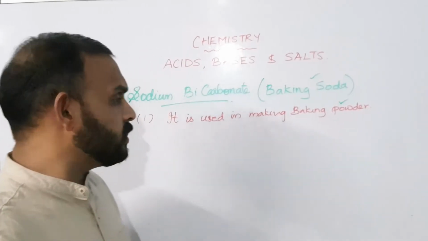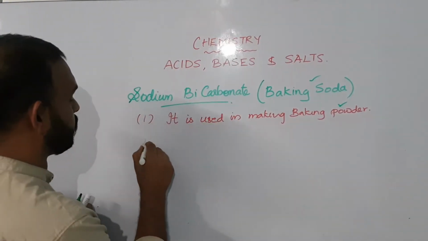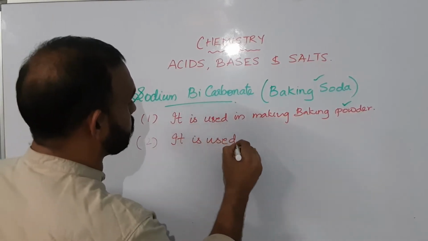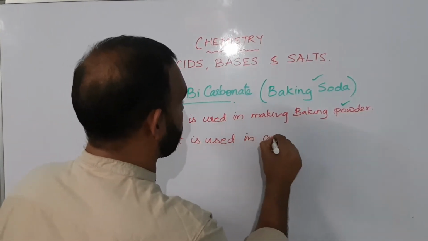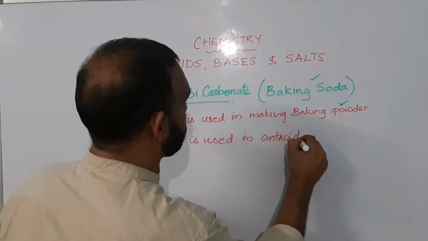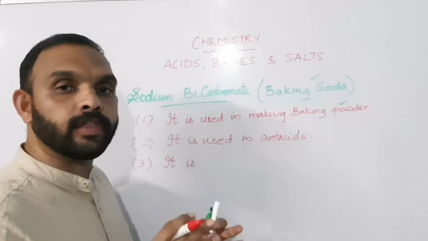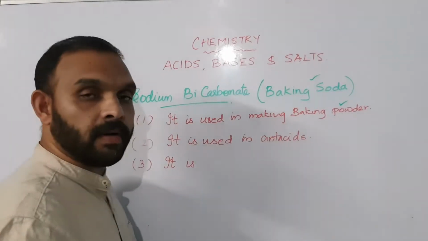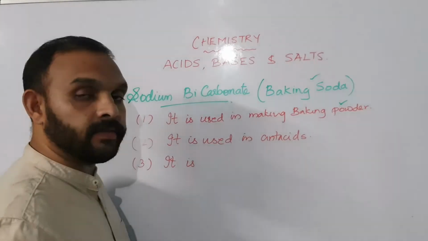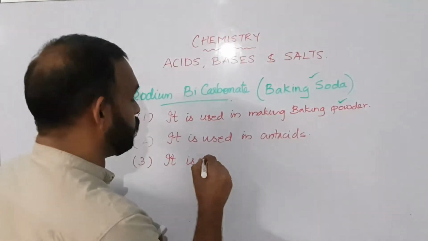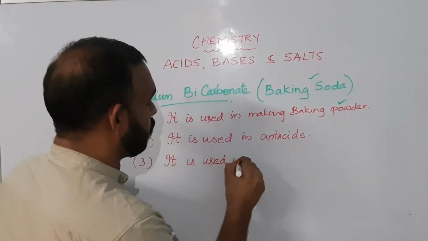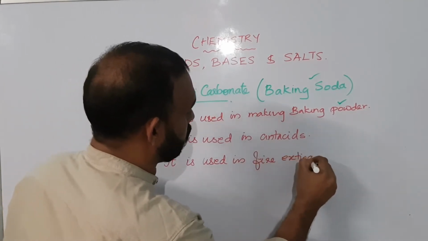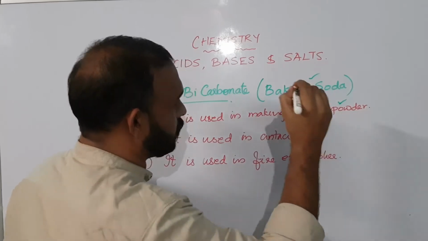Clear? Now the second one is very easy, we have already learned it. It is used in antacid tablets. We know what is meant by antacid tablets. So the main uses of baking soda are: it is used in making baking powder, it is used in antacid tablets, and it is used in fire extinguishers. All of you know what a fire extinguisher is.